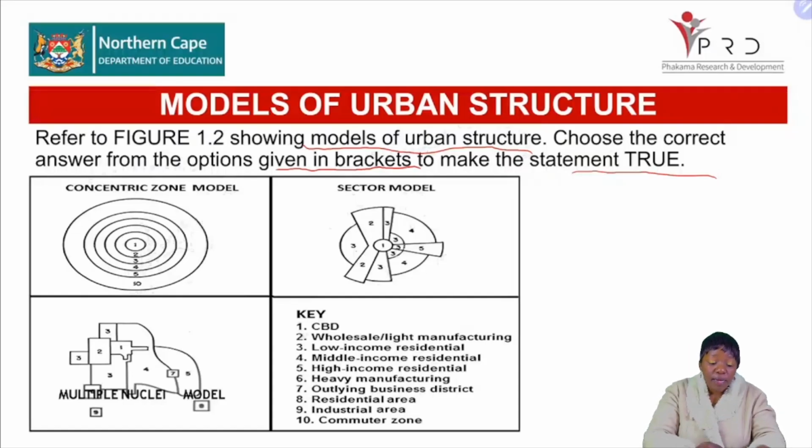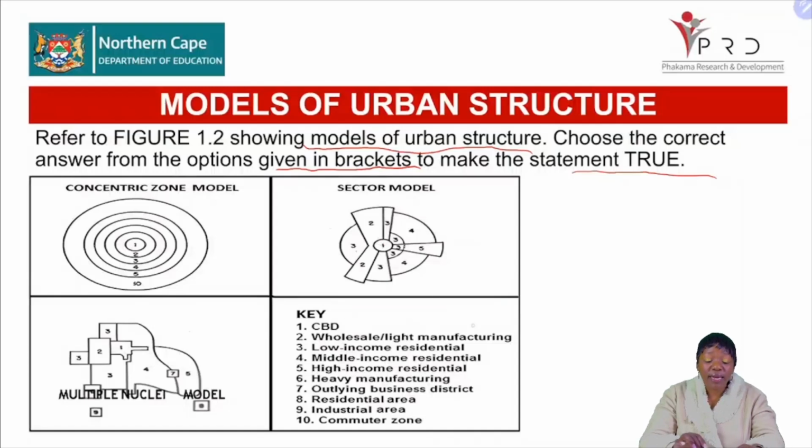So hence you can see there is number 1 in our key, it's the CBD. Remember, the only thing that changes is the structure, but we still have the very same key, except for the concentric zone model, because we have until number 5. With the sector model, as well as your multiple nuclei, the location of the land use zones is still the same, it's only the structure that has changed. But one thing you notice is your CBD is always at the center. Even on the concentric, the CBD is number 1 at the center. On your sector model, the CBD is number 1 at the center again. And on your multiple nuclei, your number 1 is also at the center.